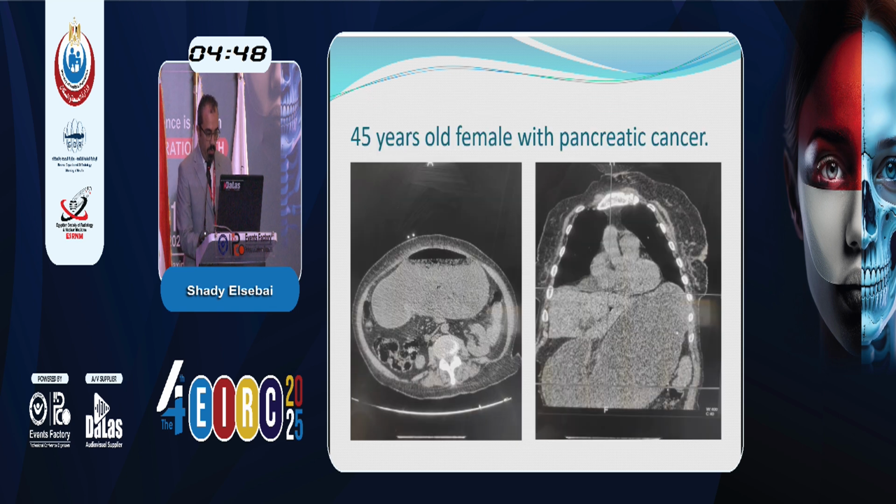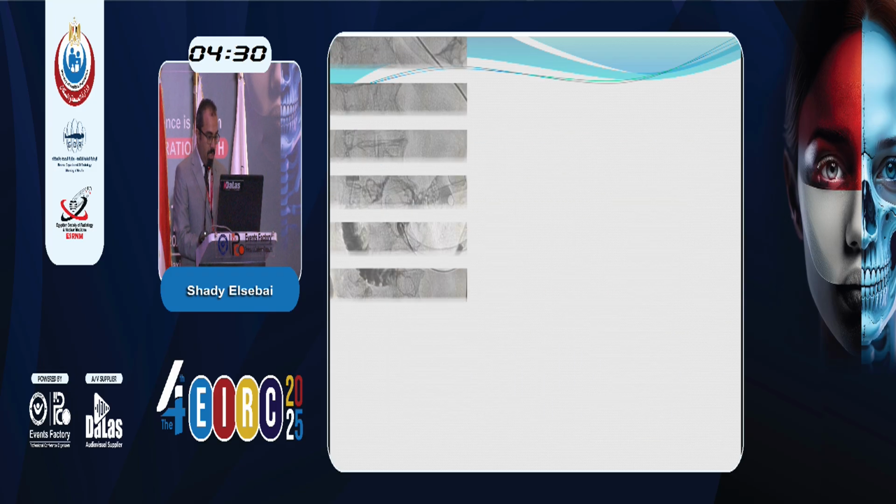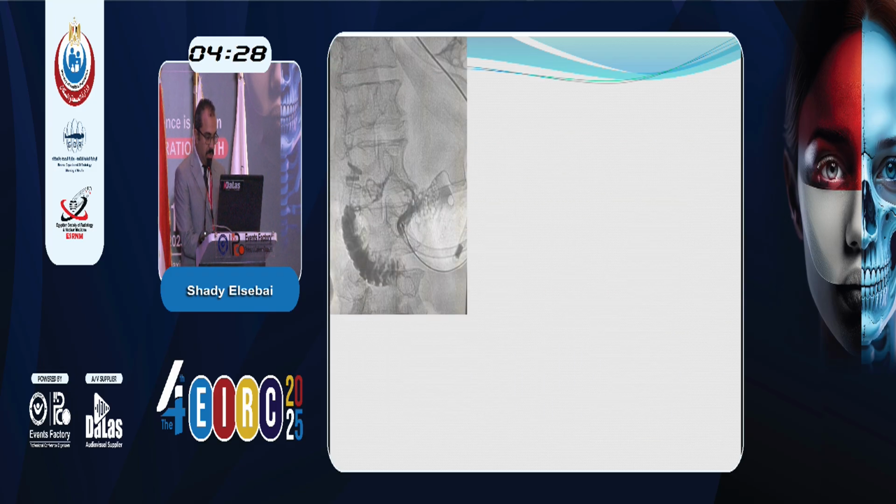This is a case of a 45-year-old female with locally advanced pancreatic cancer causing gastric outlet obstruction. On CT images, axial and coronal, the stomach is markedly distended and dilated. So a nasogastric tube is inserted 24 hours before the procedure to deflate the stomach. Here we see the nasogastric tube. Contrast is injected through the diagnostic catheter to see the entry point and the length of the stricture.